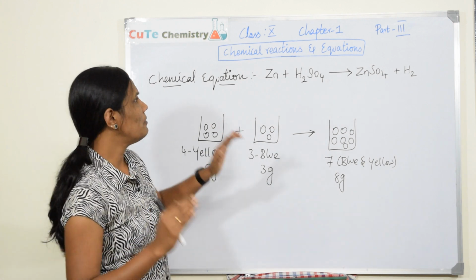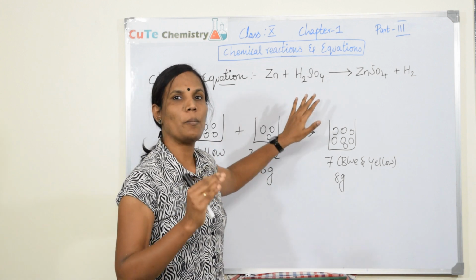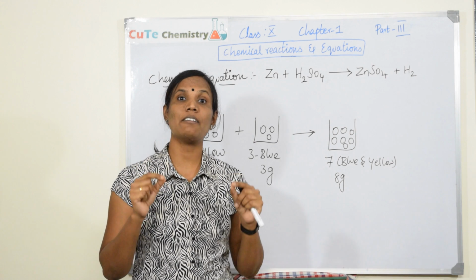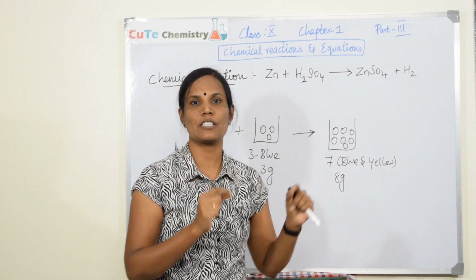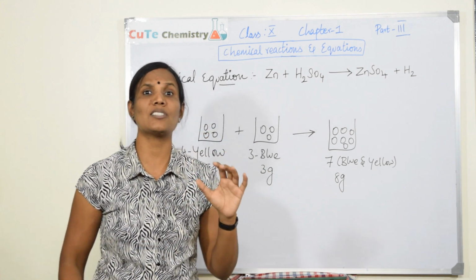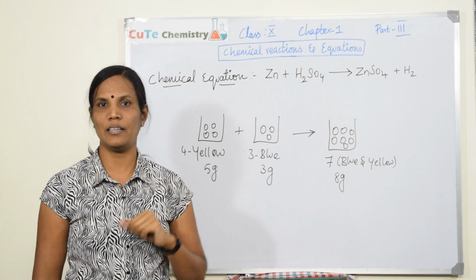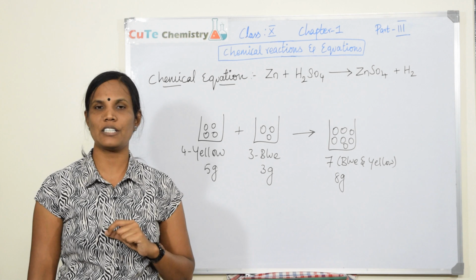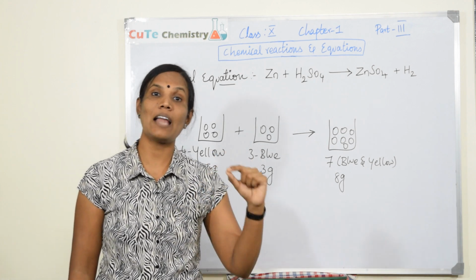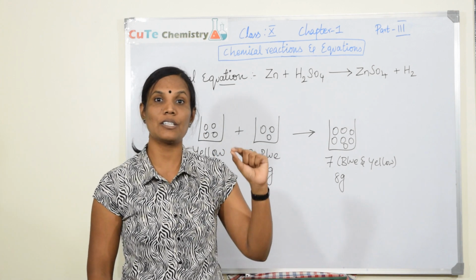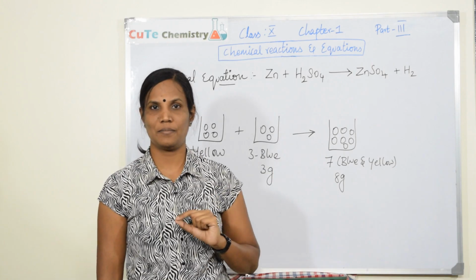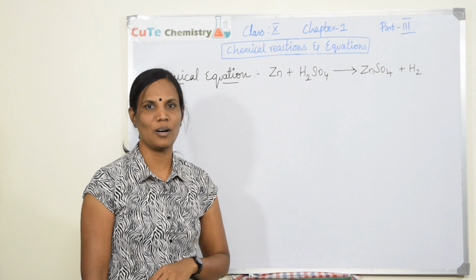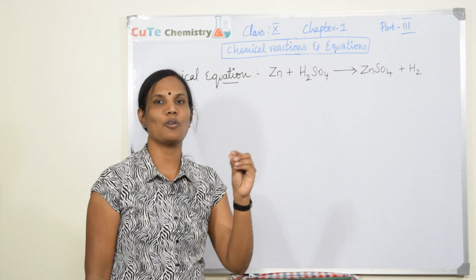Now we will check whether this equation obeys the law of conservation of mass or not. If an equation obeys the law of conservation of mass, then it is called a balanced chemical equation. If an equation doesn't obey this law, then it is an unbalanced equation. The equation has to be balanced. Now we will check whether this equation is balanced or not. So for that we have to follow a few steps.